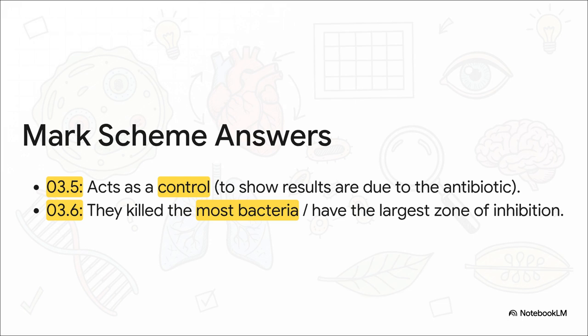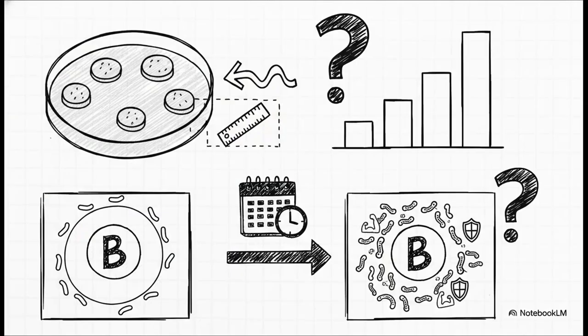That blank disc, that's your control. Its entire purpose is to prove that it's the antibiotic doing the work, not the paper itself. As for A and B, they're the best choice because they have the largest zones of inhibition, the biggest clear areas, which means they were the most effective at killing the bacteria. Simple as that.